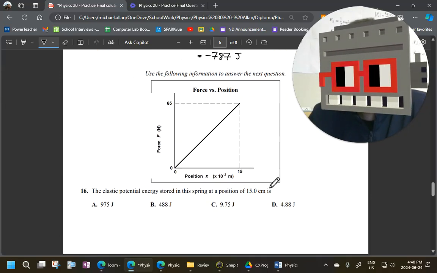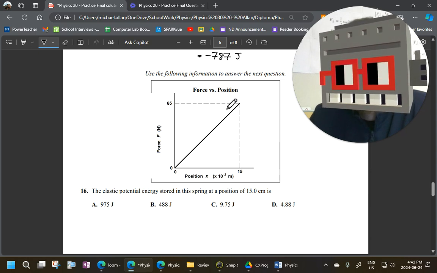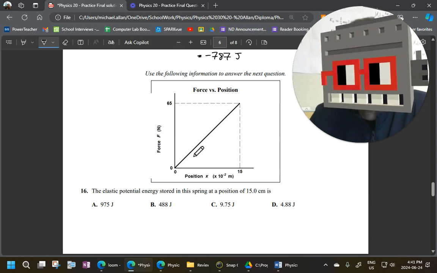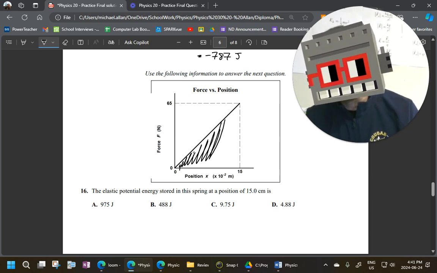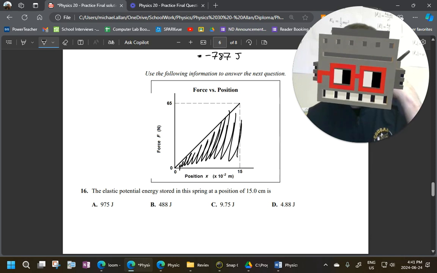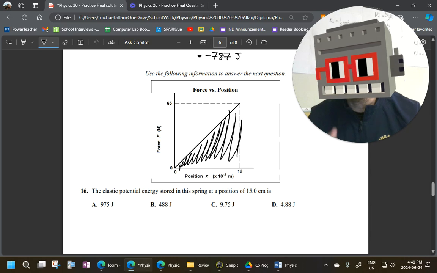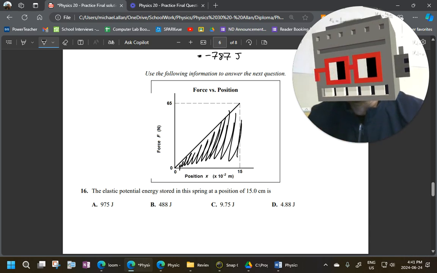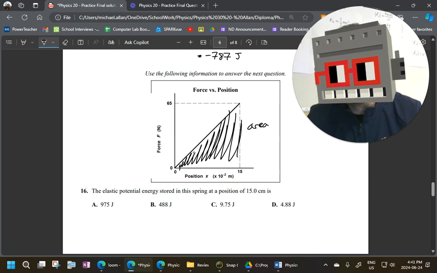This is a force-position graph here. So this looks like it's obeying Hooke's law. It's a nice straight graph. It's got a nice constant slope here. If I want to find the slope, I can find that slope. Do I want to? No, I don't. Because force times distance is going to equal work, energy. So if I can find this area, I'm going to get energy.